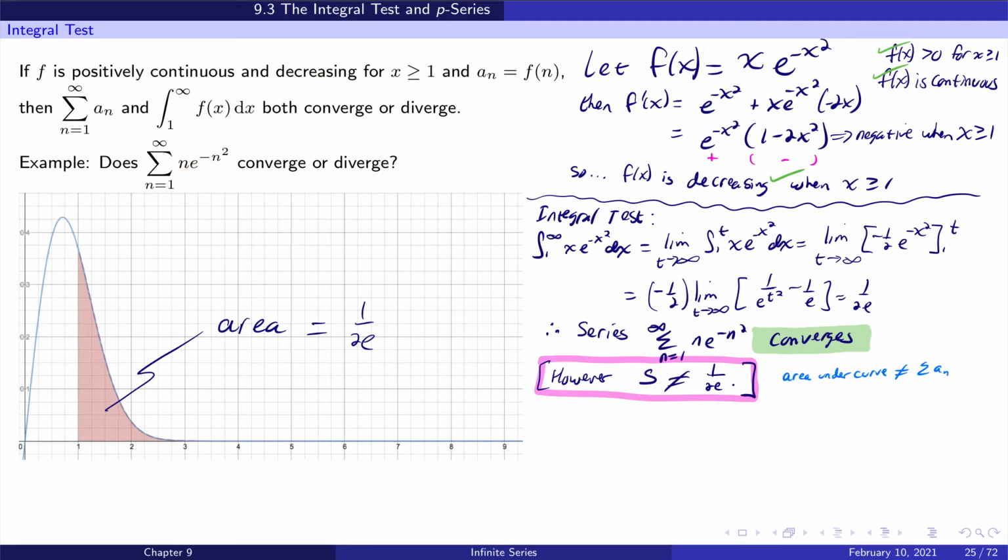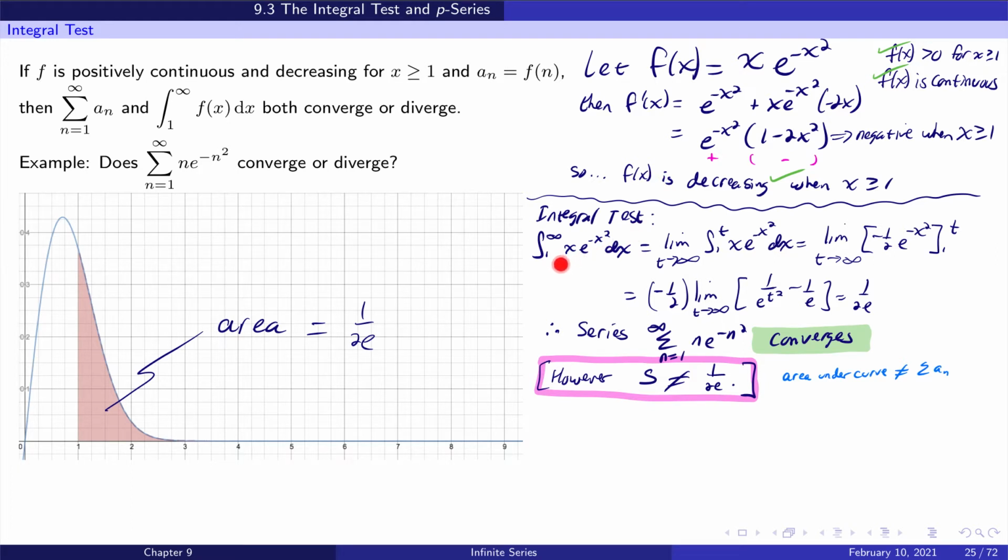And is it decreasing? I'm going to take the first derivative, factor out an e to the negative x squared. This term is positive, and this is negative whenever the value of x is 1 or more. So when we have a positive times a negative, we get a negative. The first derivative is always negative when x is greater than 1, so our function is positive, continuous, and always decreasing. So I can use the integral test.